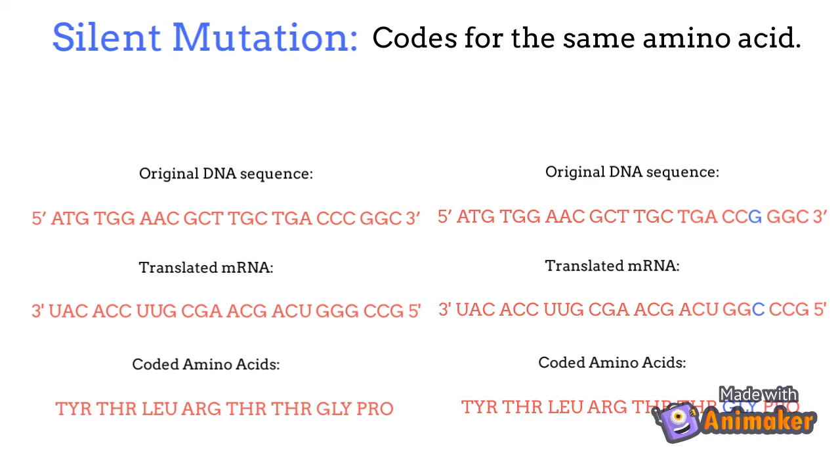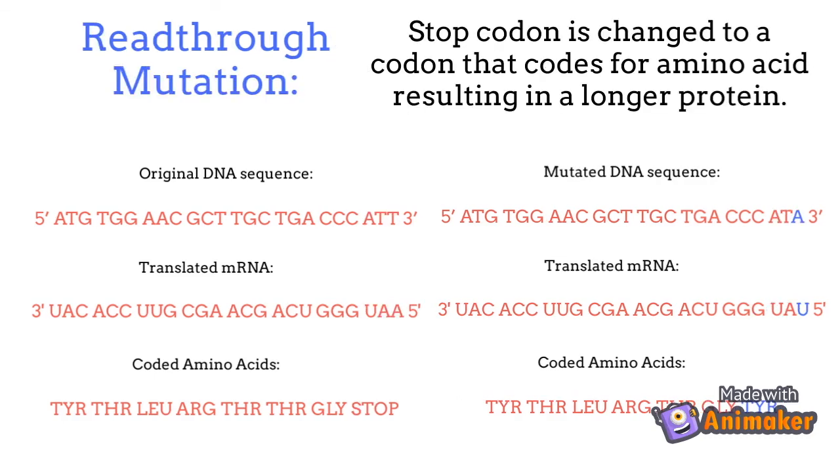Finally, a read-through mutation happens when a stop codon is mutated to an amino acid codon. When this thymine is substituted with an adenine by transversion, then instead of a stop codon, the sequence then gives tyrosine, making it longer.